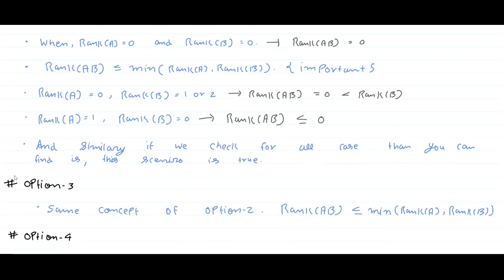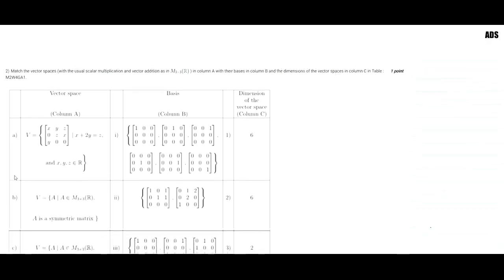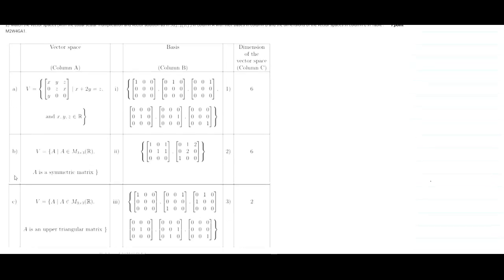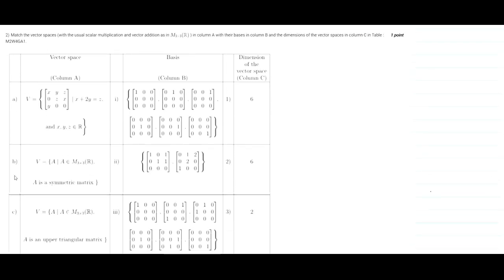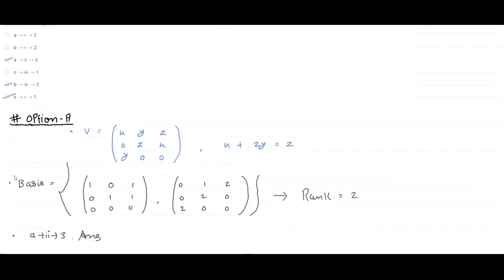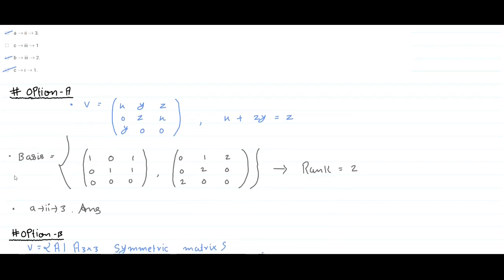Now, let us move to the second question. The second question states: match the vector spaces in column A with the bases in column B and the dimension in column C. And one more thing that is given is that M is a 3 cross 3 real matrix. Let us see the first vector space. V is equal to the set of matrices with entries x, y, z, 0, z, x, y, 0, 0, and a condition is given that x plus 2 times y is equal to z.